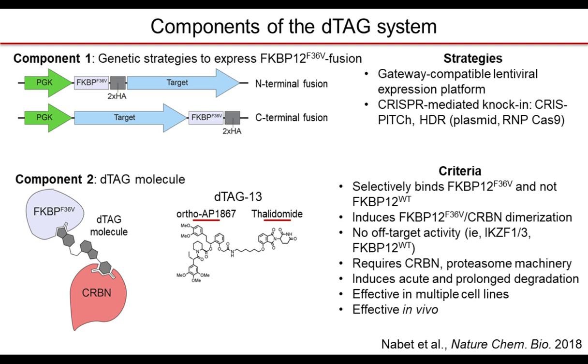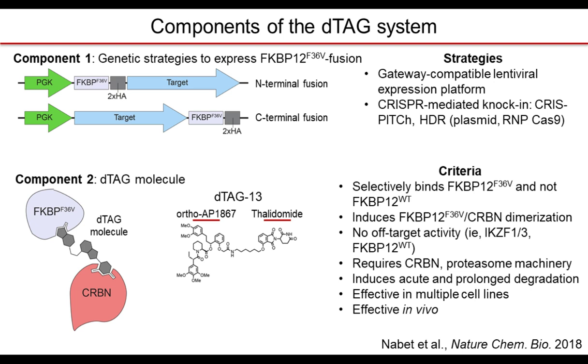What we first wanted to do was find a molecule that would selectively bind the mutant version of FKBP12 and not wild type. We didn't want to degrade the wild-type protein. We wanted a molecule that could dimerize FKBP12 and cereblon. We also wanted one that would have no off-target activity in the entirety of the proteome, as I'll show. Here we wanted to avoid activity on the cereblon neosubstrates that I mentioned, such as Ikaros and Aiolos, or IKZF1 and 3, as well as wild-type FKBP.